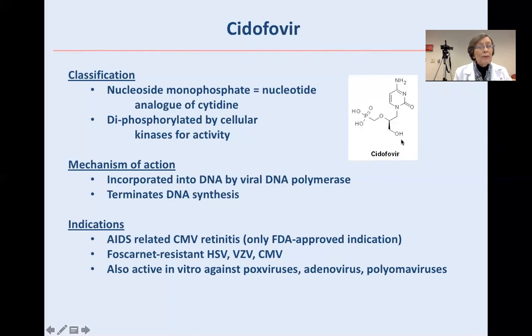Now, we also have a free hydroxyl group, so it takes a little bit of time, a few molecules of cidofovir to be added before you do get chain termination. It's indicated for AIDS-related CMV retinitis, and actually that's the only FDA-approved indication, but it's used off-label for many other incidences. It can be used for foscarnet-resistant HSV, VZV, and CMV. And it's also active in vitro, at least, against pox viruses, adenoviruses, and polyomaviruses. And actually, it's been used off-label for treatment of these.